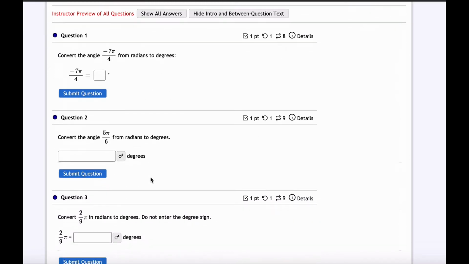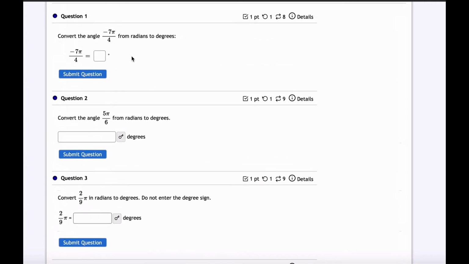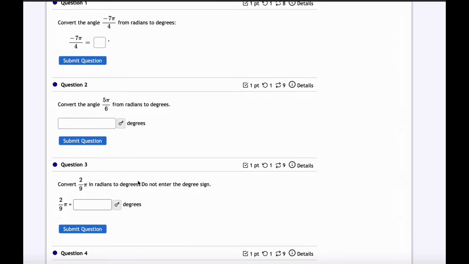And then you do the exact same thing on each of the first four. So they're just going to give you some angle in radians and you're going to convert it into degrees. It's worth pointing out on these first four, they don't want expressions as answers. So simplify your answer so that it's either a whole number or a decimal and then type it in that way for these first four.